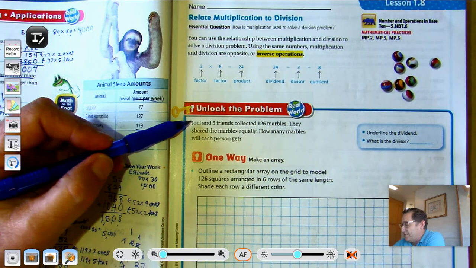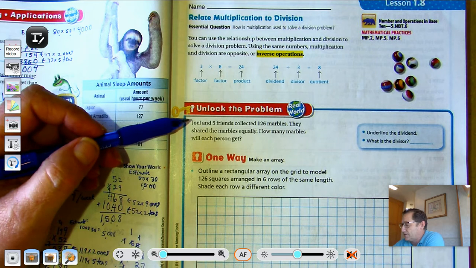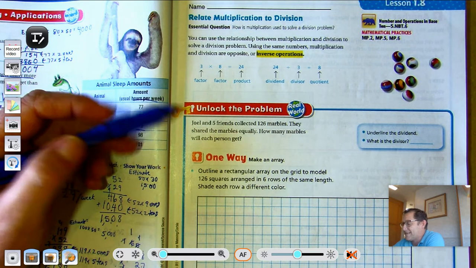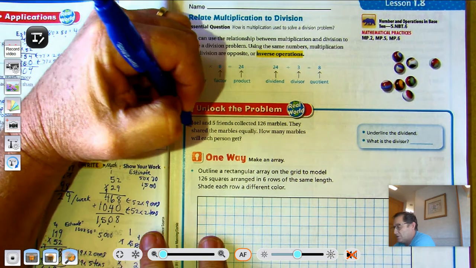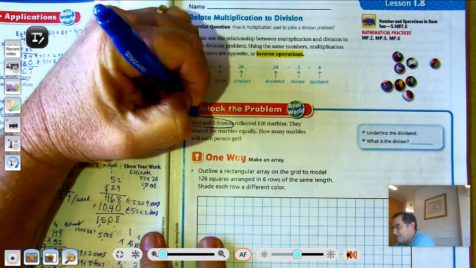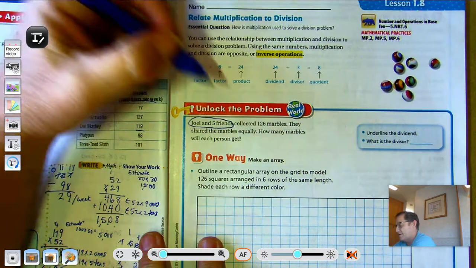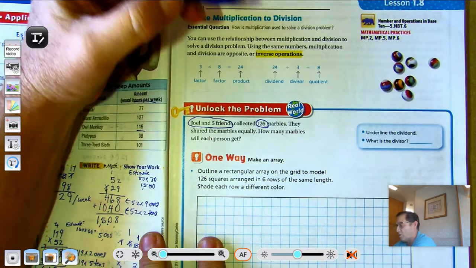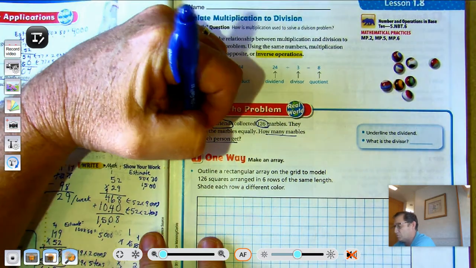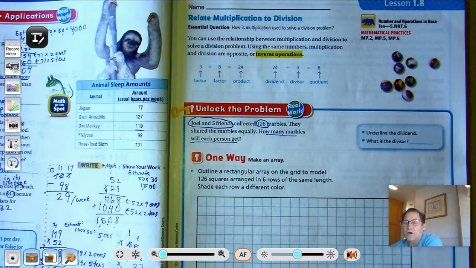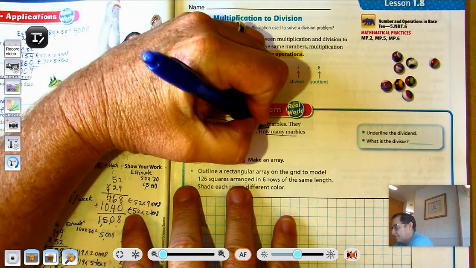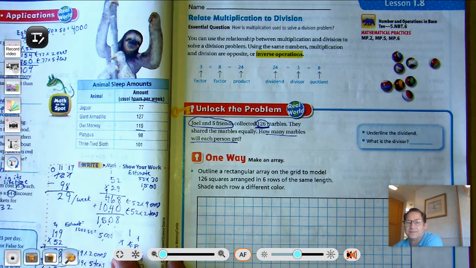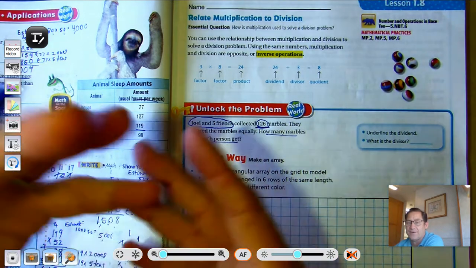So Joel and 5 friends collected 126 marbles. They shared the marbles equally. How many marbles will each person get? Joel and 5 friends, 126 marbles. How many marbles will each person get? So underline the dividend. The dividend is 126. That's how much we're sharing.